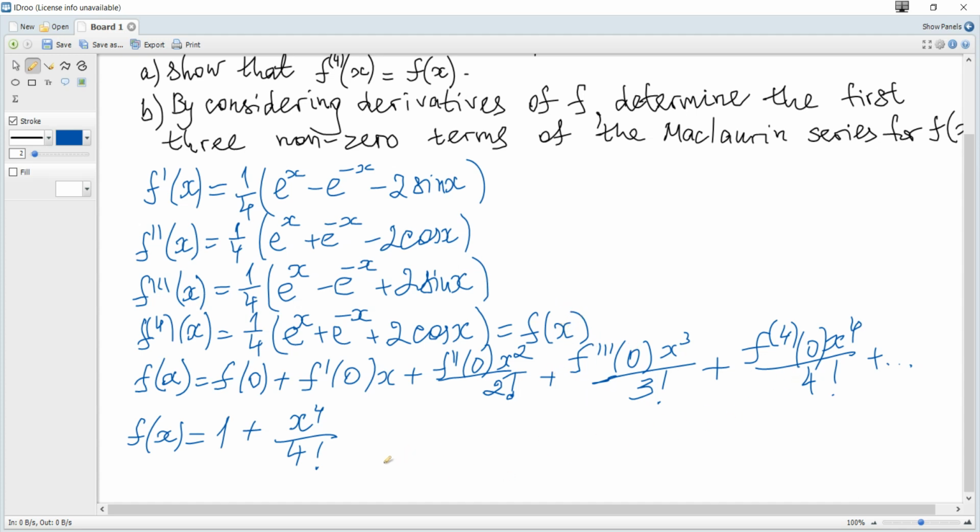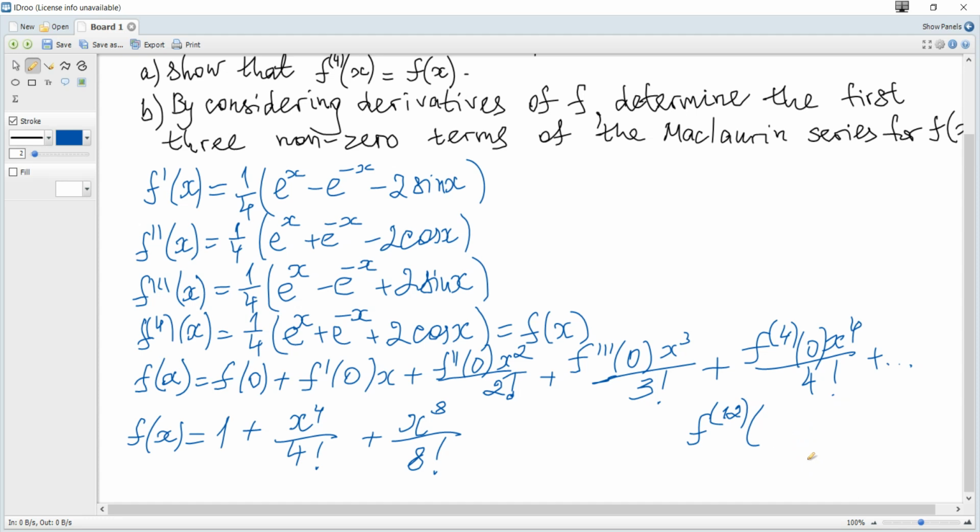And the next non-zero term is the eighth derivative, which is the same as the fourth derivative and is the same as just the function at 0, and it's 1, times x to the power of 8 over 8 factorial. And then you can guess it, it's not required, but you can guess the next non-zero term, it's the 12th derivative, it's 1 times x to the power of 12 over 12 factorial.